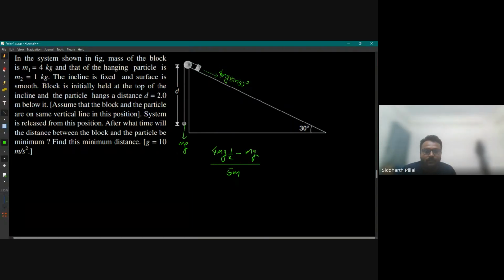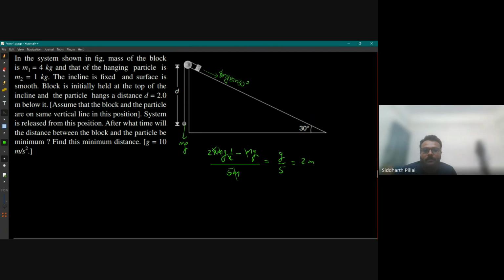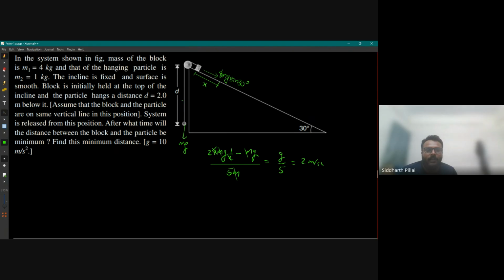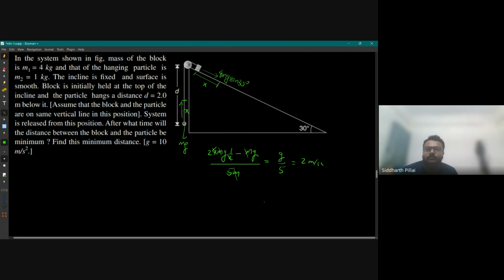So what will I get? This is just 2. So m gets cancelled everywhere. I'll get 10 by 5, or basically g by 5, which, taking g as 10, gives me 2 meter per second square. That's the acceleration. The mass here is starting from rest. Let's say it travels a distance x. At the same time, this particle will move up by the same distance x.